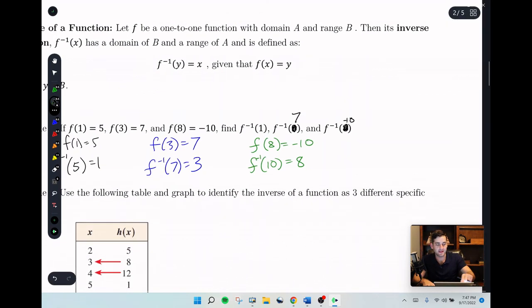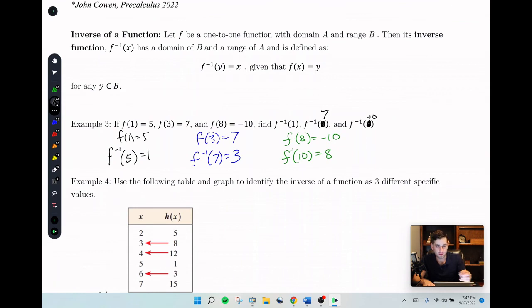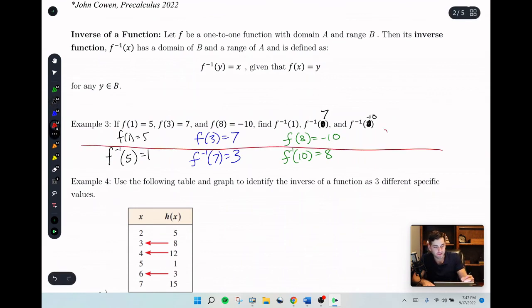Side note on that is that these are all making points, right? So here, if I draw this red line, this is the function, and this is the inverse of the function, right? So the function is making a point. F of 1 equals 5 is defining the point 1 comma 5, right? Because it's an x turning into a y. But when we get to this inverse, it's defining a point 5 comma 1.